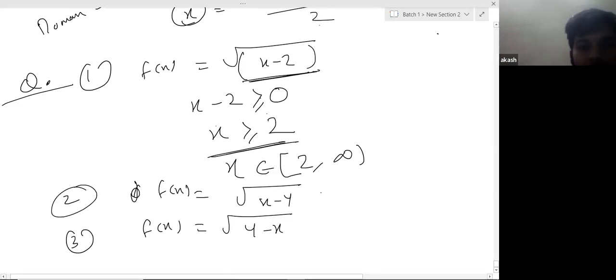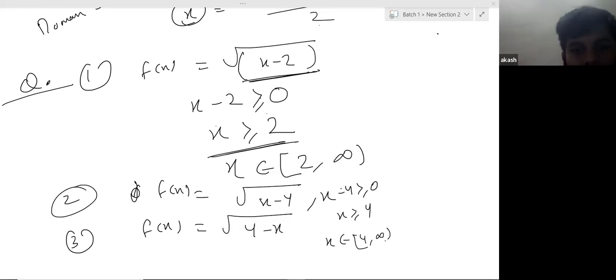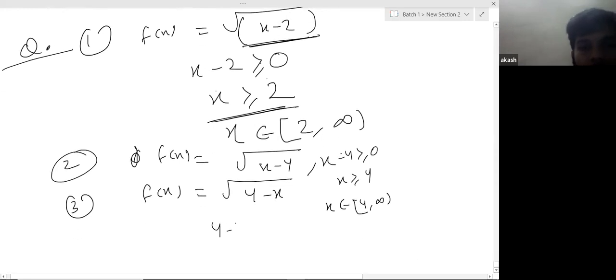Here x minus 4 should be greater than or equal to 0. That means x is greater than or equal to 4. So x belongs to 4 to infinite. Here close bracket, here open bracket. Here 4 minus x should be greater than or equal to 0. That means x should be less than or equal to 4. That means minus infinite to 4. Here open bracket, here close bracket.